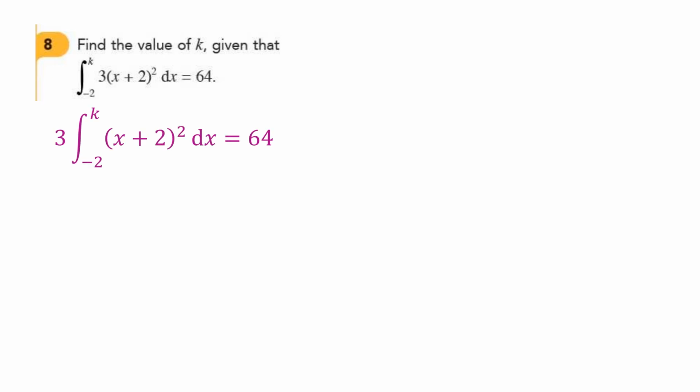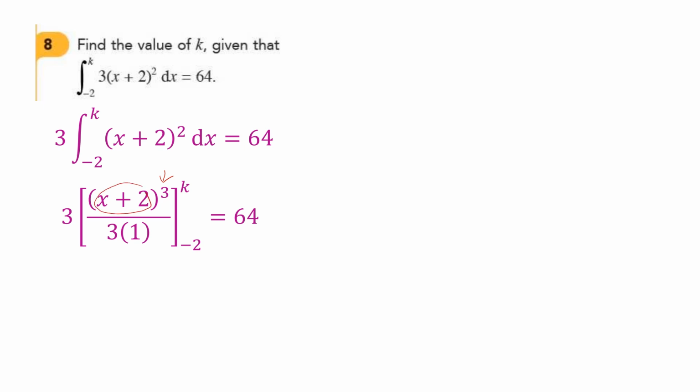I'm going to just pull the 3 out, because what we are interested in is just to integrate bracket x plus 2 to the power of 2. So this is what you get. The power 2 plus 1 gives you 3, divide by 3, and where do I get a 1? Because when you differentiate x plus 2, you differentiate x, you get 1, differentiate 2, you get 0. So you just end up with 3 times 1, and then simplify it before you sub in the limits.